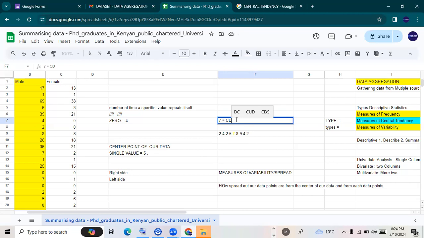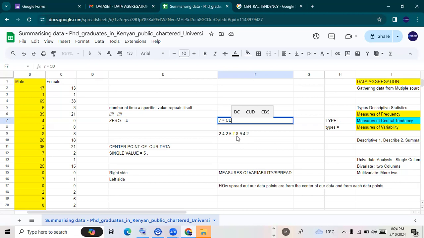If 7 is our central tendency, what does 2, 4, 5 mean at the left? And what does 8, 9, 4 mean at the right? What is their importance? What is their impact on our data? How are we going to explain? If 7 is at the center of our data, then I think 2, 4, 5 are smaller than 8, 9, 4 if we are to put them together.